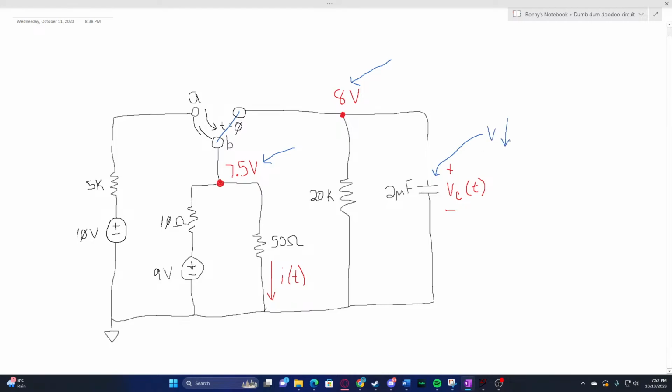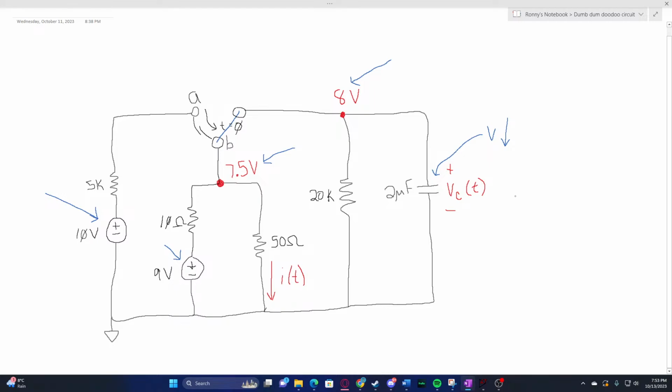The reason being is that this 10 volt source over here is no longer charging it up. We only have a 9 volt source now that's charging it up. But at most, this 9 volt source down here, I know there's a lot of arrows, is only going to be able to charge that capacitor up so much.